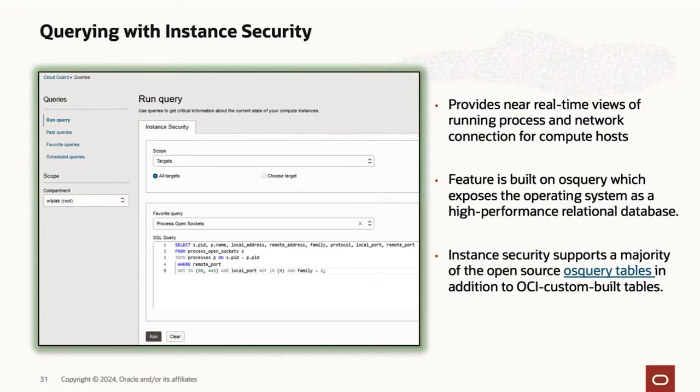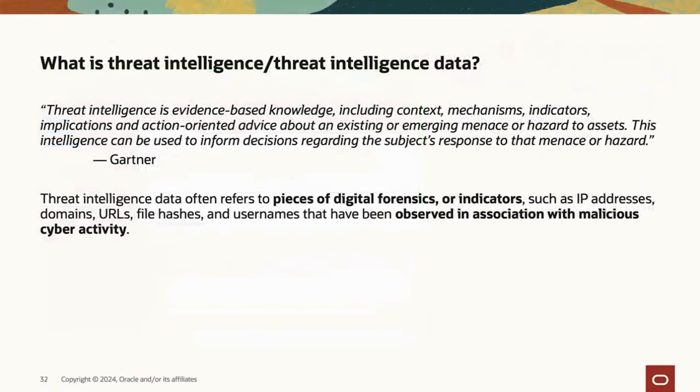All right, so let's talk about threat detection and how it's integrated with CloudGuard. What is it exactly? Here's the definition from Gartner. What does it mean by evidence-based knowledge, and where do we obtain this knowledge? The data comes from many sources within OCI. The key is that we need to correlate and find patterns to determine if something is a threat or not.